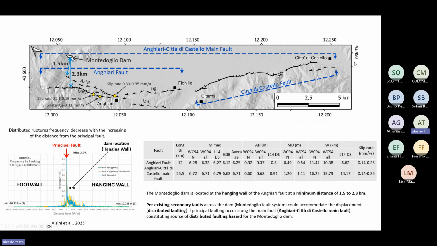So we have the fault geometry and segmentation. We know that the dam is located at 1.5 to 2.3 kilometers from the fault, depending on which segment is considered as principal faulting. And also we know that the dam is located in the hanging wall of the fault, in the, let's say, location where most of the distributed faulting is usually located, according to this figure from Visini et al. 2025.